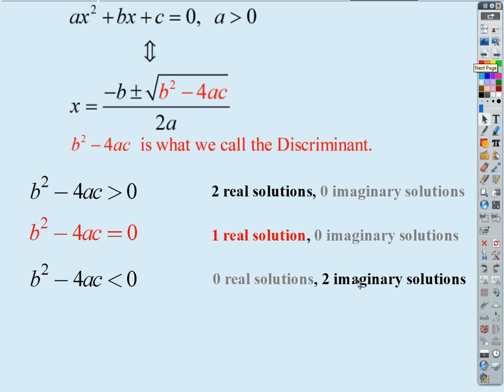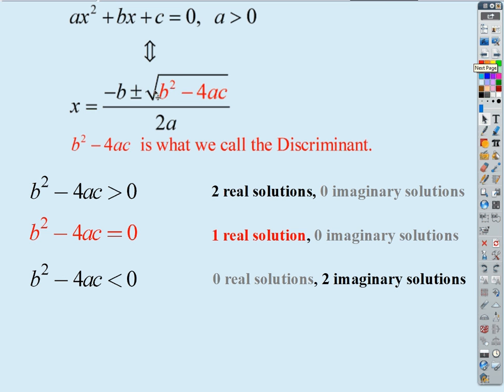And then the boundary between the two, if the discriminant happens to be exactly 0, then the square root of 0 is what? 0, yeah. So I get negative b plus or minus 0. Well, that's the same thing, right? Adding or subtracting 0 doesn't give me different results. So in the event that the discriminant is exactly equal to 0, we get one real solution.